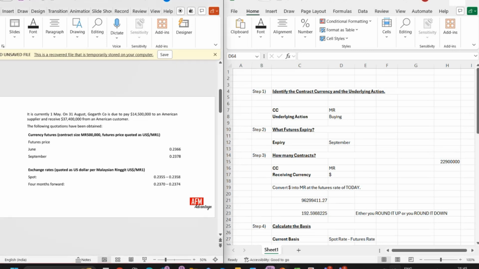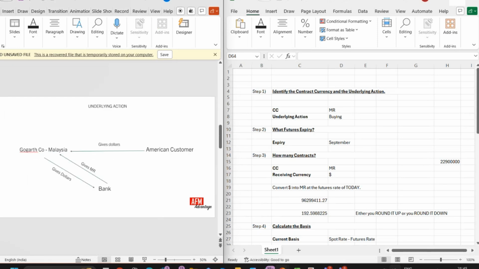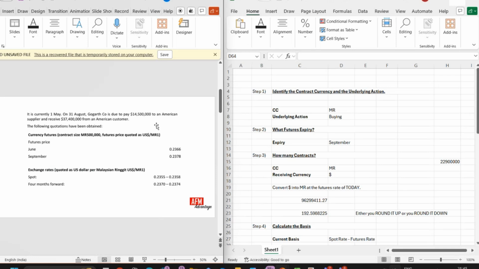The underlying action over here is, Gogatco is in Malaysia, so of course it's going to use the Malaysian ringgit, right? But before that, we have to figure out one thing, which many of you would not have caught at the moment, and that is the fact that Gogatco has two transactions over here in dollars. So you won't separately sit and do them. You won't split 37.4 and 14.5 into two different transactions and do them. Please do not make the mistake of doing that.